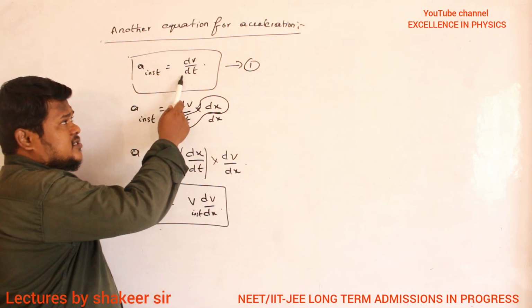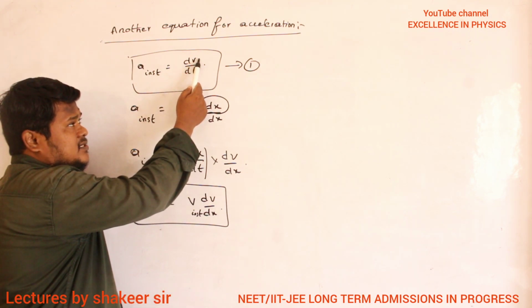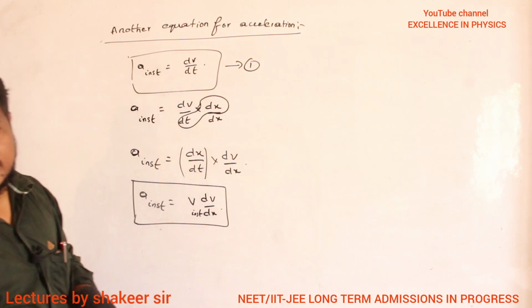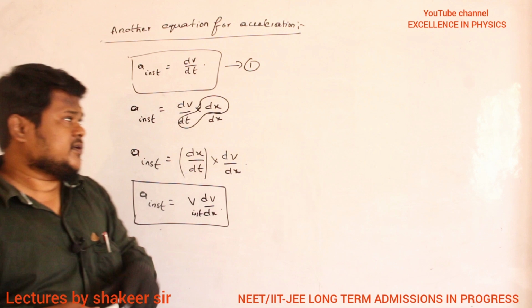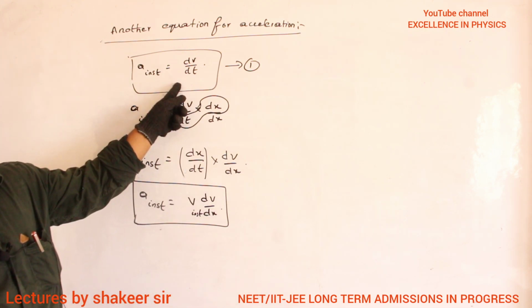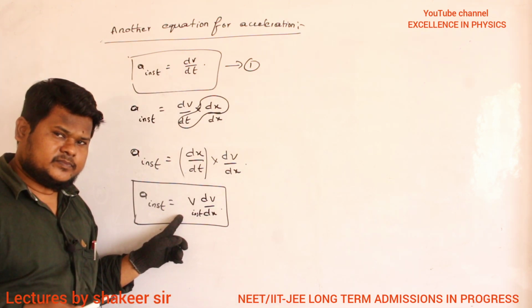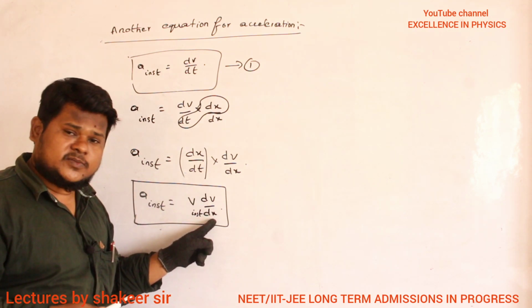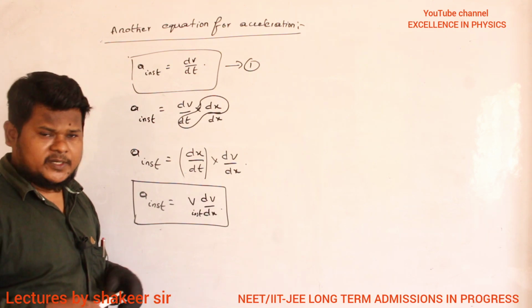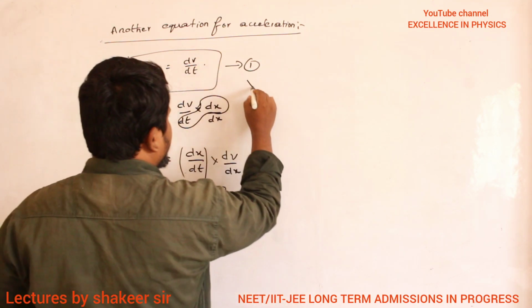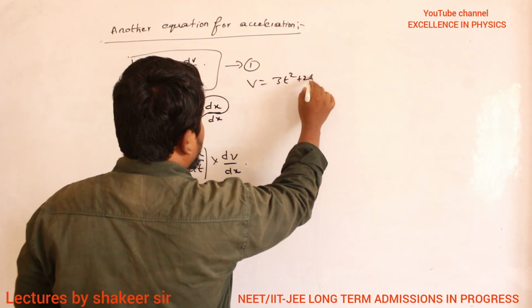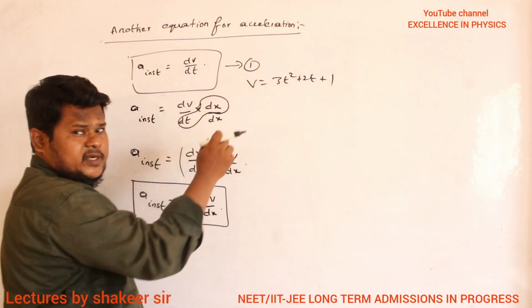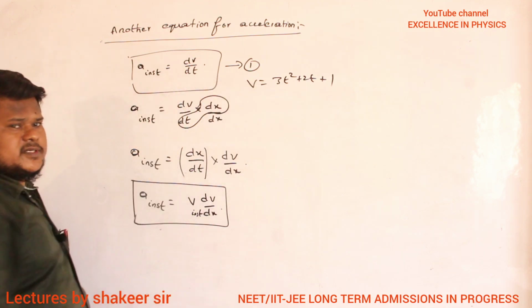So this is the equation to calculate acceleration when velocity is changing with respect to time. Velocity is changing with respect to what? Time. Then we use this relation. Are you able to understand? This other equation of acceleration we will use when velocity is changing with respect to displacement. For example, if the equation is given as velocity equals 3t square plus 2t plus 1, then velocity is depending on time. Then we will use this equation.